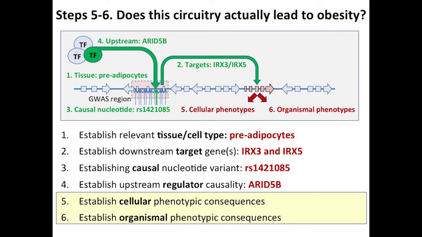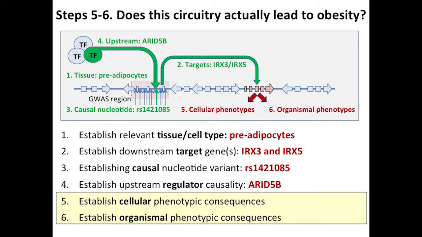So we were able to crack, using these techniques that I mentioned, the cellular and regulatory circuitry of this region. We went from 47,000 nucleotides to a single nucleotide. We went from any tissue to specifically the pre-adipocytes. We went from this particular gene being the focus to these two very distal target genes being the focus. We went to the upstream regulator that modulates the whole thing.